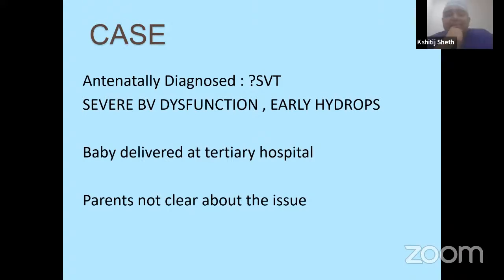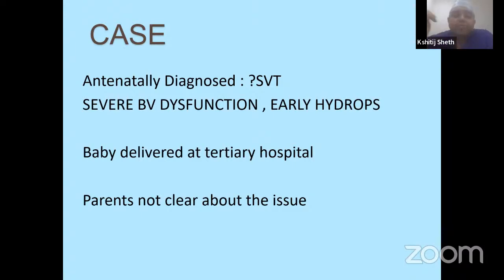So we'll move on to the next case. This is a very interesting case. This child was detected to have supraventricular tachycardia in fetal life. It was around 28 to 30 weeks that SVT was detected, and on subsequent visits there was no SVT. But at 36 weeks they did a routine scan, and the child had severe biventricular dysfunction with early signs of hydrops. There were ascites and pleural effusion which had already developed.